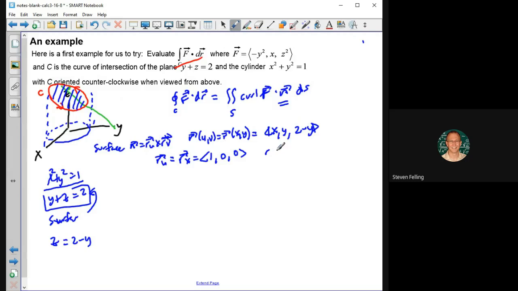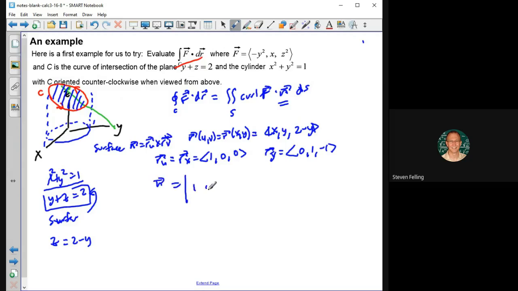And then r_v would be the partial derivative with respect to y. In this case, it would be y. So that would be 0, 1, and negative 1. Okay, and then the normal vector would be the cross product of those two.